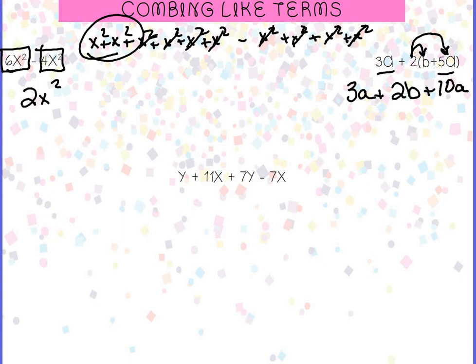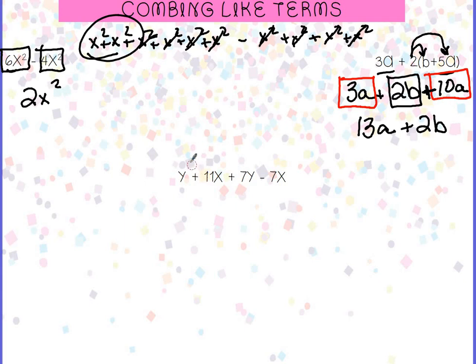Now I'm going to go through and identify my like terms, which are 3a and 10a. And they're being combined using addition. So I have 3a plus 10a, which is 13a. 2b is all by itself, and that's still being added to the 3a and the 10a, which we combine to make 13a.